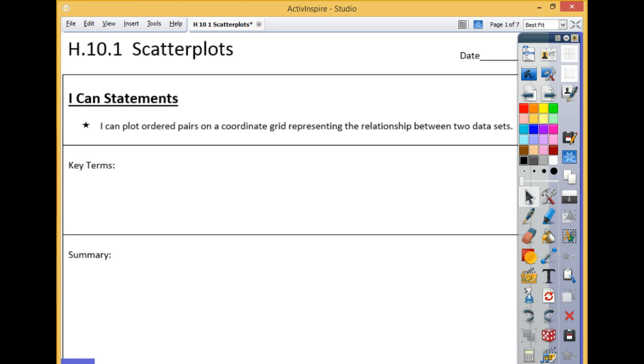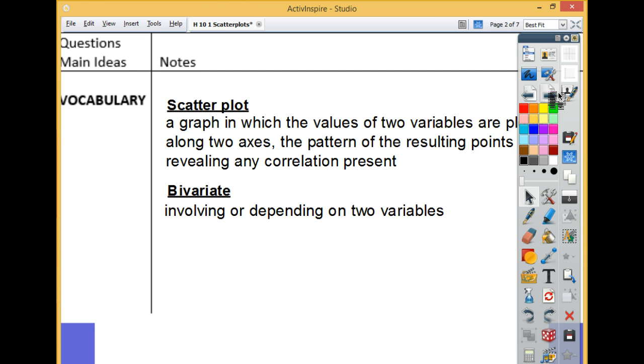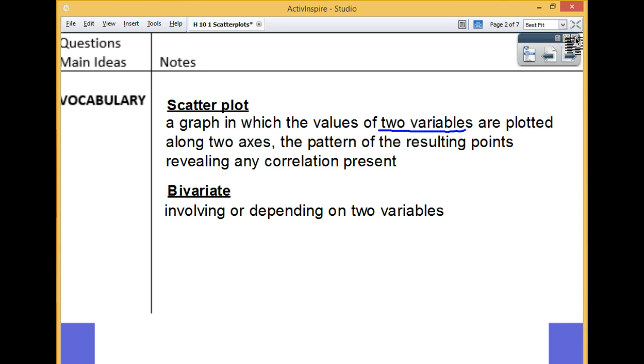H.10.1 Scatter plots. I can plot ordered pairs on a coordinate grid representing a relationship between two data sets. Vocab, a scatter plot. A scatter plot is a graph in which the values of two variables are plotted along two axes, and the pattern of the resulting points reveals any correlation present. We'll be talking more about correlation tomorrow: positive, negative, no correlation, whatever it might have.